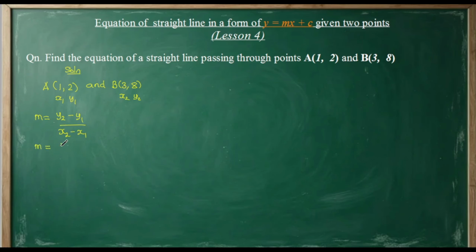So we can go ahead and make the substitution. y2 is 8 and y1 is 2, divided by x2 which is 3 and x1 which is 1. So subtracting the numerator, we get 6. Doing the same to the denominator, we get 2. Dividing 6 by 2, we get 3. Now at this point, we can take 2 approaches here.